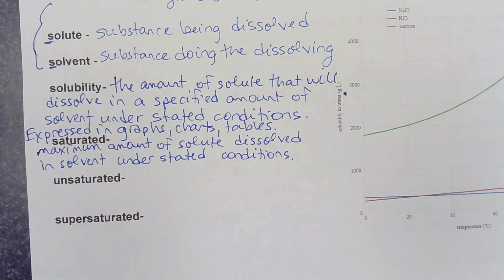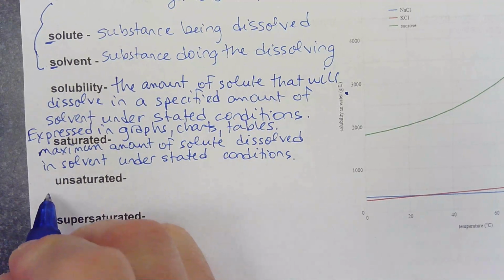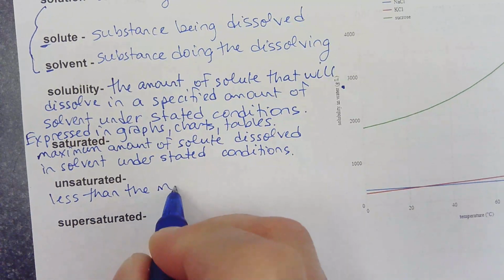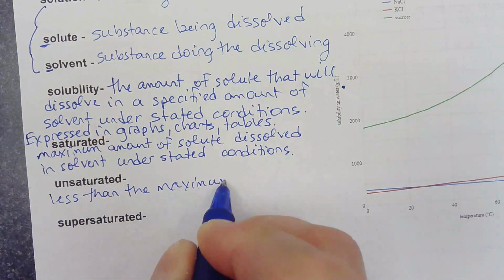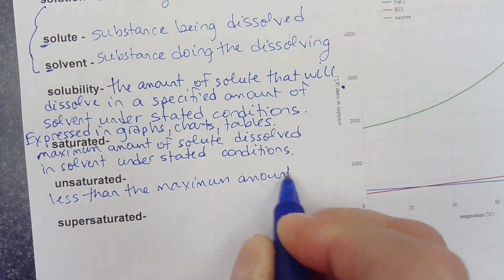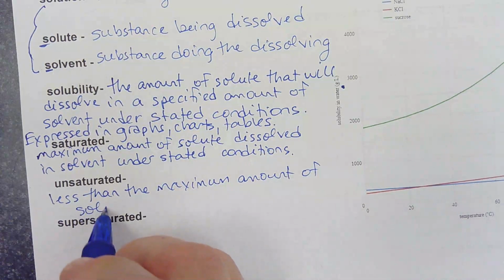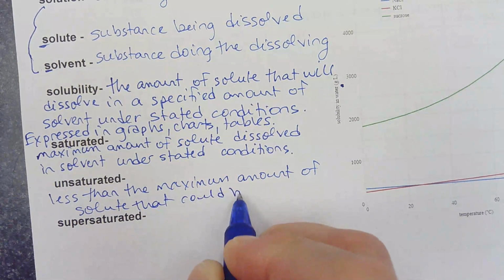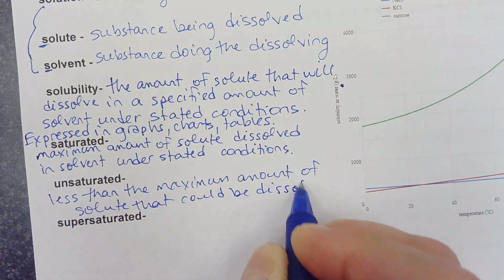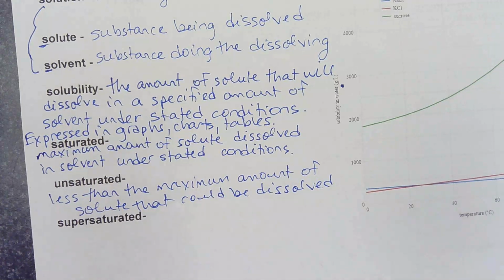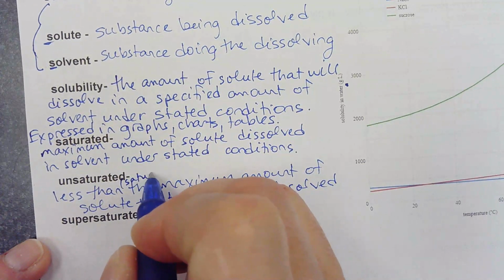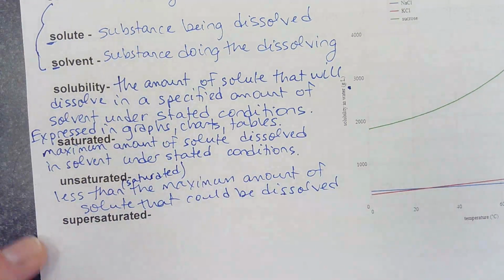Don't make this one hard. What's unsaturated? Less than. Less than the maximum amount of solute that could be dissolved. Less than. In other words, less than saturated. It's less than saturated.